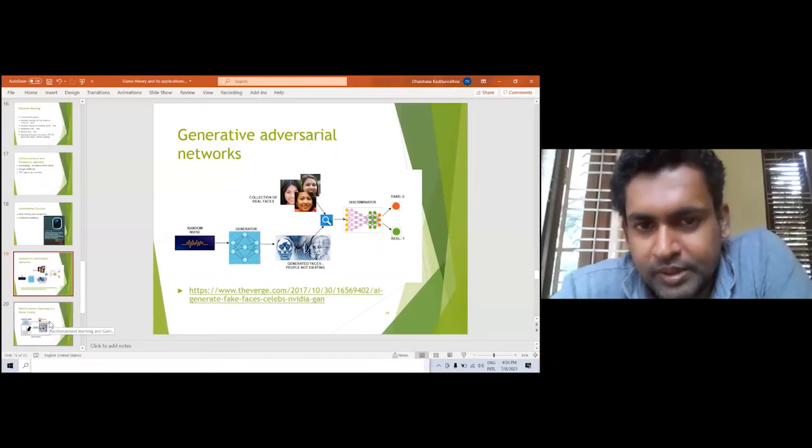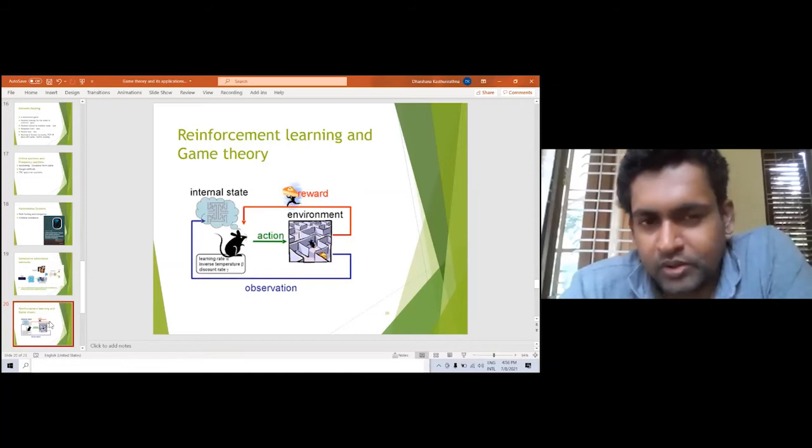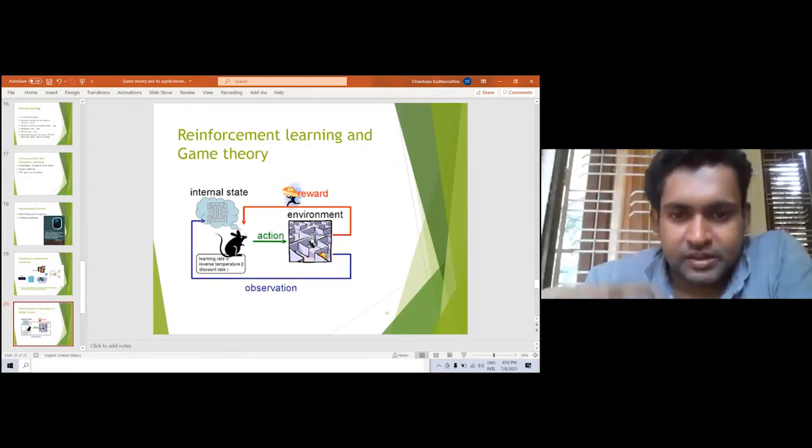So game theory, you can think of it as a part of traditional AI, but machine learning is a more recent branch of AI. And also you can apply these in combination with reinforcement learning. So that's also a branch of machine learning where you try to model an agent which is interacting with the environment, and based on the reward, it will update its behavior.